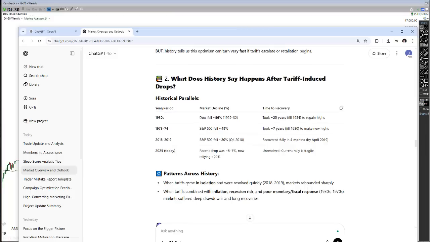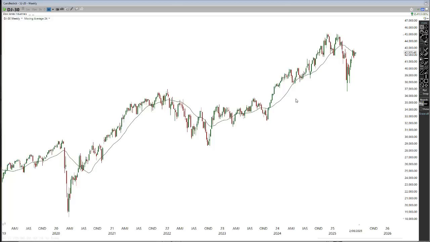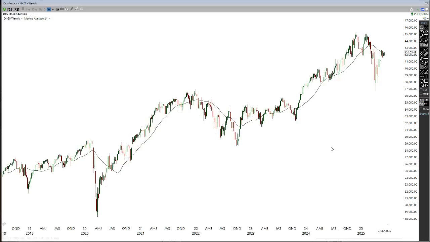right? When tariffs came in isolation and were resolved quickly, 2008, 2019, markets rebounded sharply. When tariffs combined with inflation, recession risk, and poor monetary and fiscal response, the 1930s was that situation. And that's what we probably could see right now. So this is what I wanted to share with you today, guys, when it comes down to all of this data. Really interesting, guys.